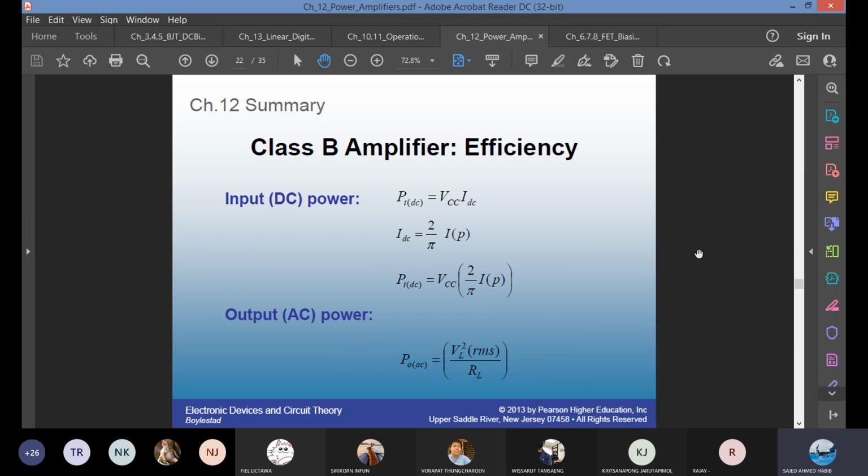In the quiz, most of you did well. I gave you an example of a class B amplifier calculation of input power, output power, and efficiency. Maybe more than 90% of the class was able to solve it properly. So your approach was correct.